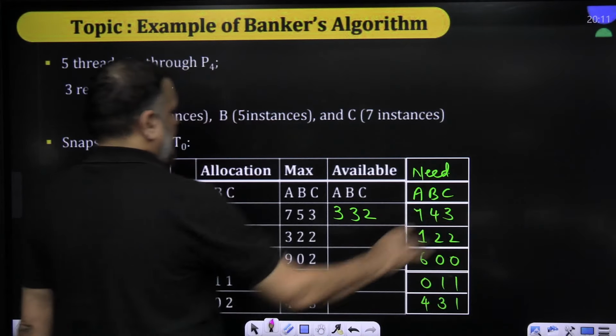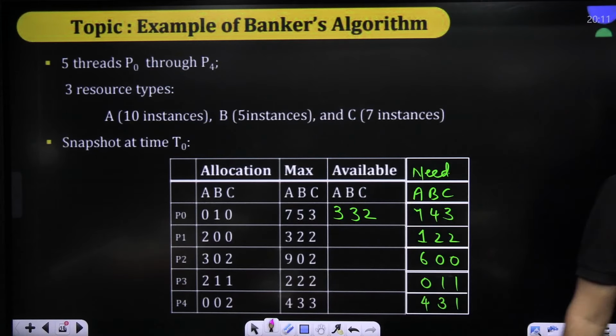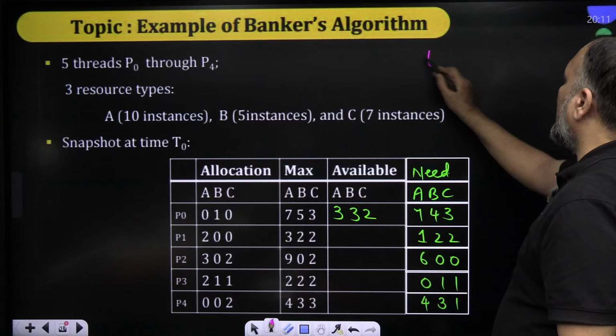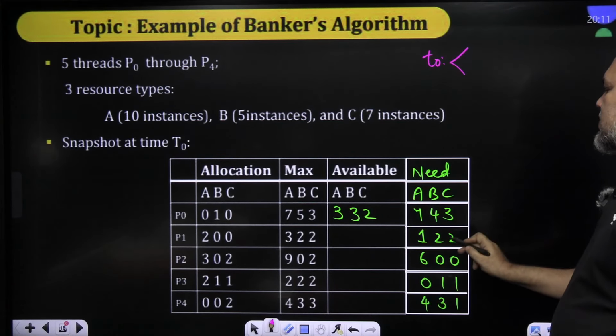So now the question is, can I satisfy the need of all processes with these available resources in some order? If I say like that, then the system is safe. Then the system is safe. So let's see. Can I satisfy time T naught? Can I satisfy the need of P naught? No, sir, you cannot.